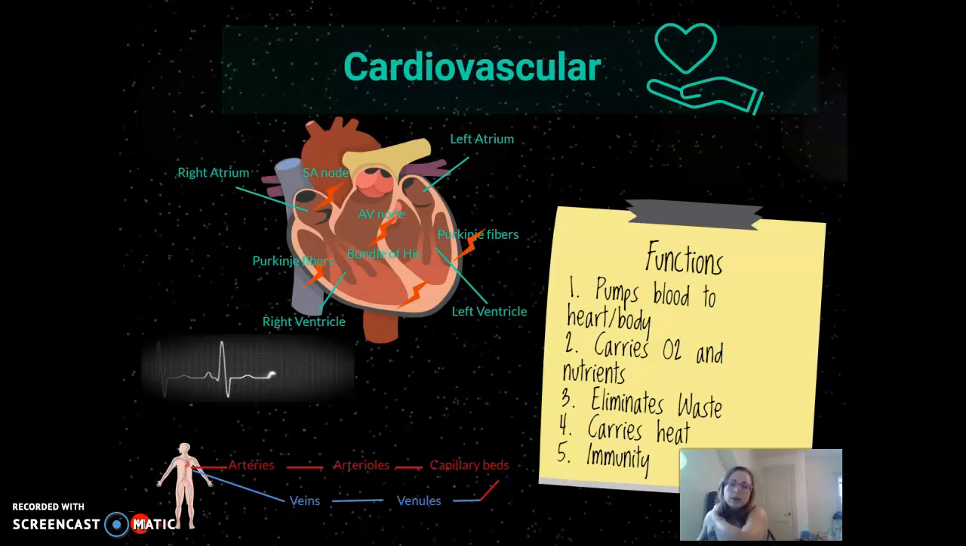Also note that oxygenated blood is red, deoxygenated blood is blue. So as soon as your blood picks up oxygen, it turns red, which is why we see red on the outside. Once it hits the oxygen, it turns red.